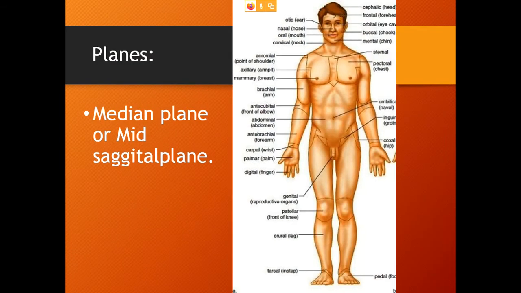Then coming to the planes. The planes are, first, the median plane. It is an imaginary plane. The median plane, or mid sagittal plane. We are drawing a median plane, an imaginary plane. With the help of it, we can identify two equal halves, right and left equal halves. So this is the median plane, imaginary plane, or mid sagittal plane.